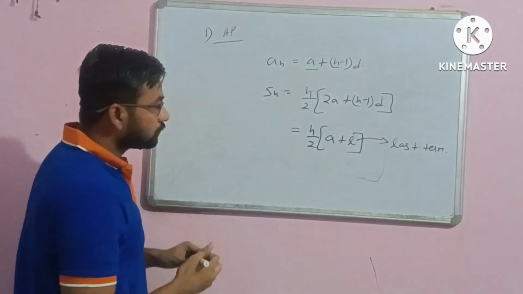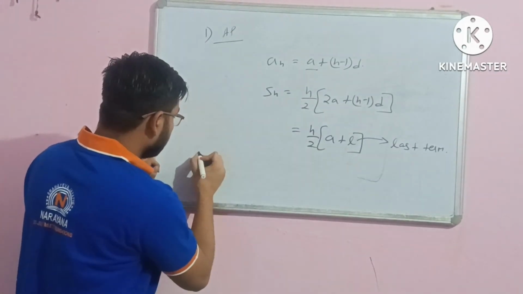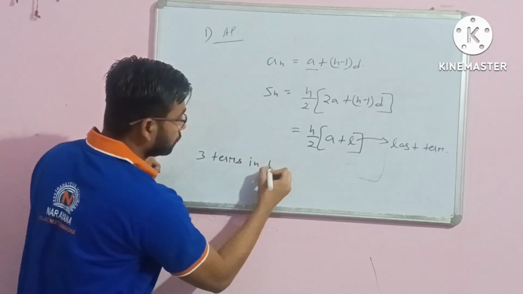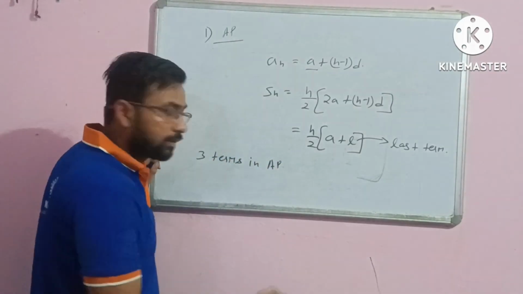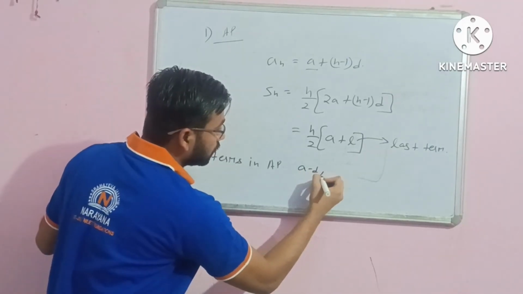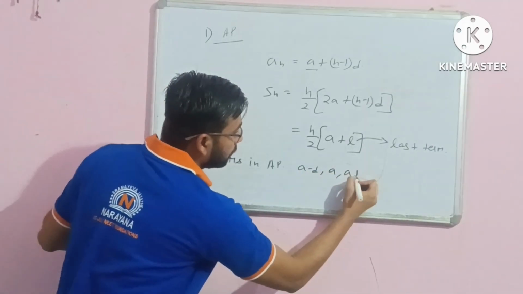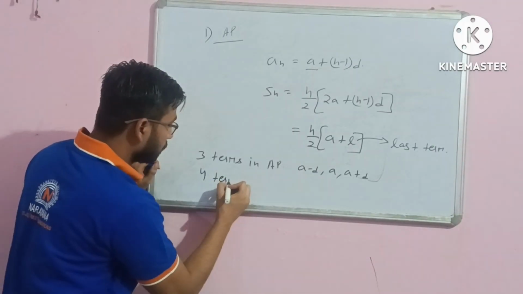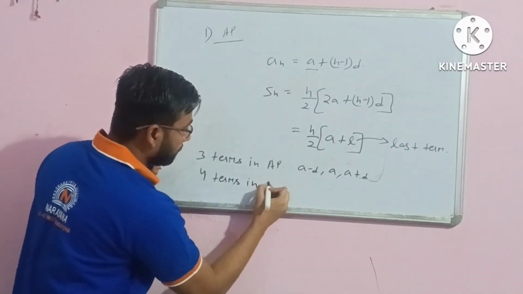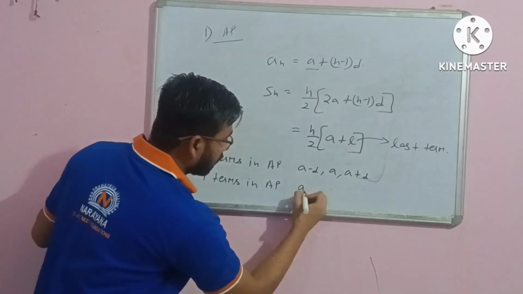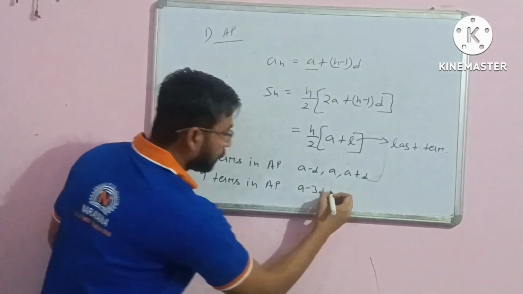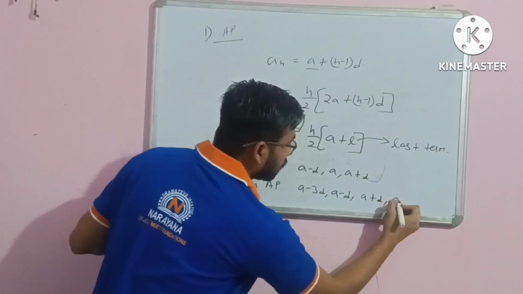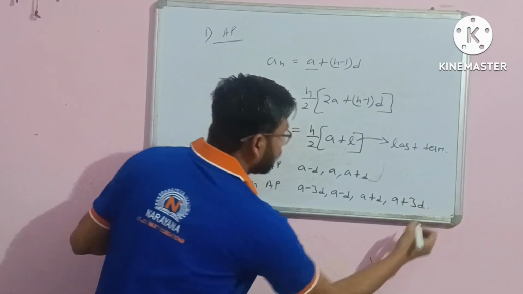And suppose three terms are in AP, then how do we write these three terms? A minus D, A, A plus D. And how do we write four terms in AP? A minus 3D, A minus D, A plus D, A plus 3D.